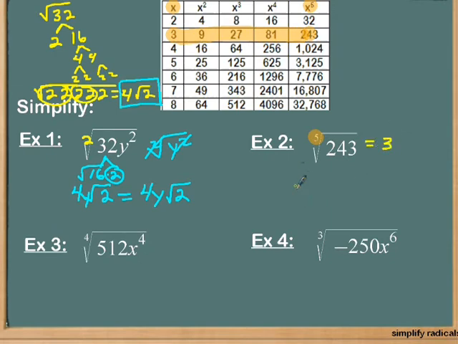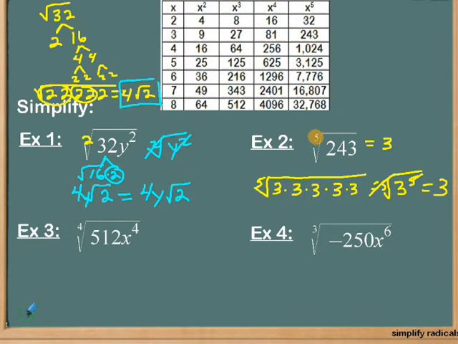I want to talk about what that means just to make sure you're clear, and then we can move along a little faster after this. So what I just said to you was 243 can be broken down to 3 times 3 times 3 times 3 times 3. And that really means 3 to the 5th, and we're finding its 5th root. These two cancel, the index and the power cancel, leaving us with 3. And again, we'll use the chart to help us get there. Let's move on to example 3.